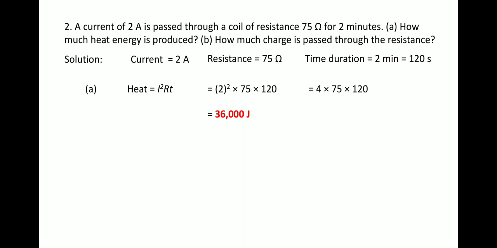Number B, charge. You have to find the charge, and charge Q is equal to I into T. So I into T means current multiplied by the time in seconds. So 2 into 120 seconds, that is equal to 240 coulomb. So that is the amount of charge which flows through the conductor at that time. So this is question number 2.